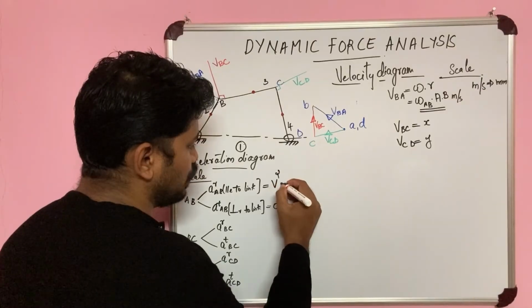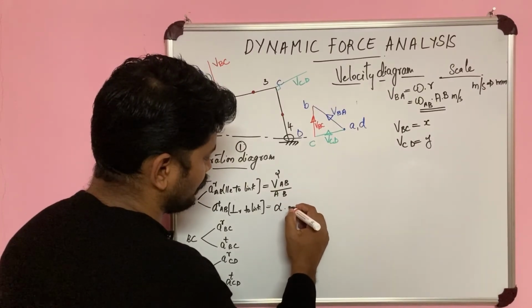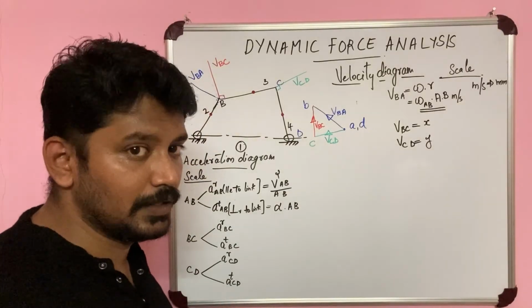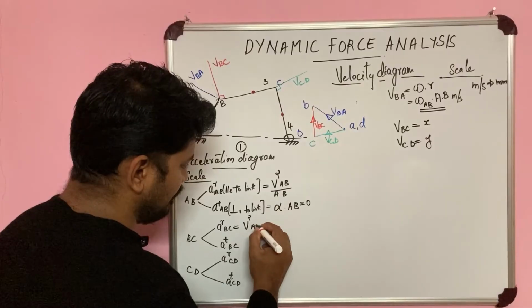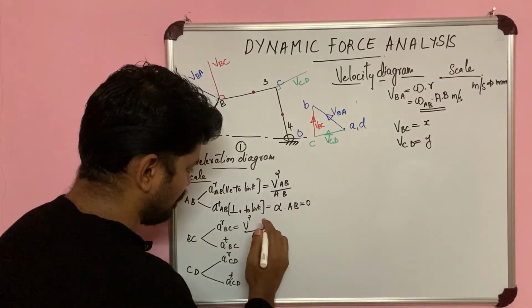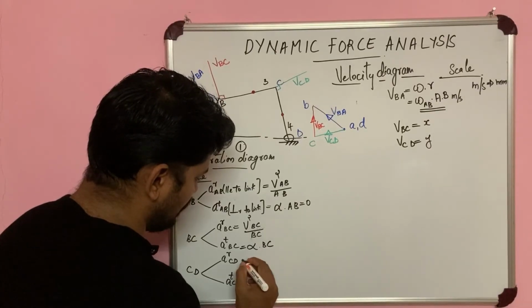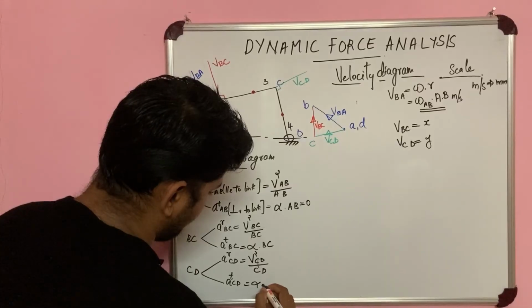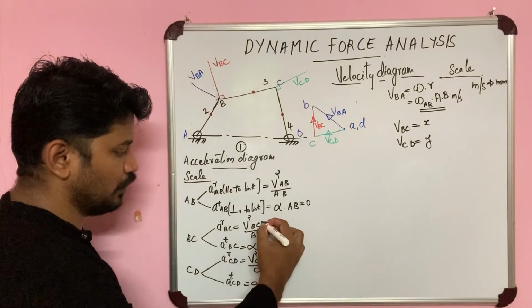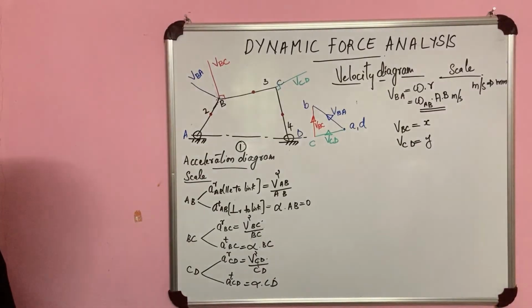Now ARAB is equal to V square AB divided by AB. AT is alpha into AB. Alpha is nothing but your angular acceleration. So alpha into AB, and here it is 0. Similarly over here you will have V square BC divided by BC, and here it is alpha into BC. Here also ARCD is V square CD divided by CD, and here it is alpha into CD. So we'll get the values of all of these because we already know V square BC, V square CD, and all these values. Okay, so let us see.